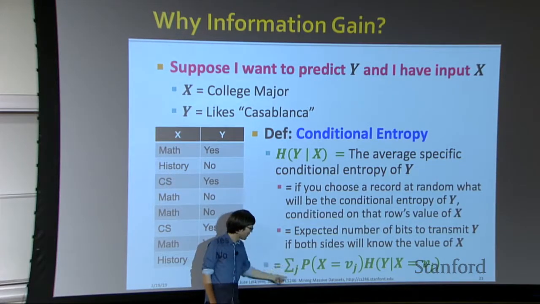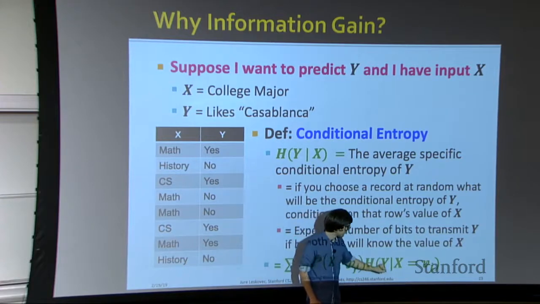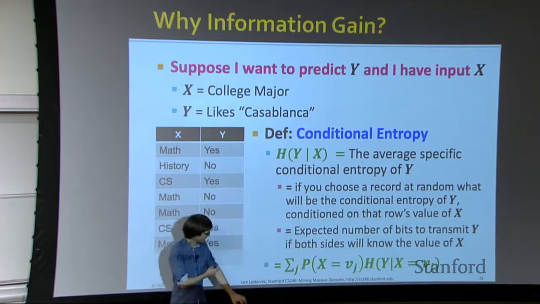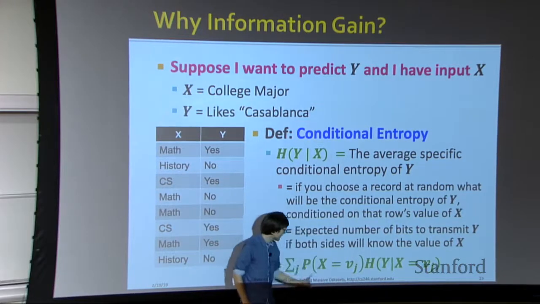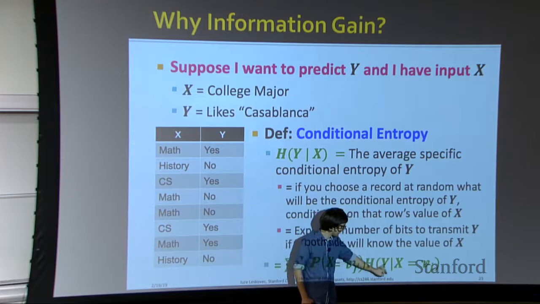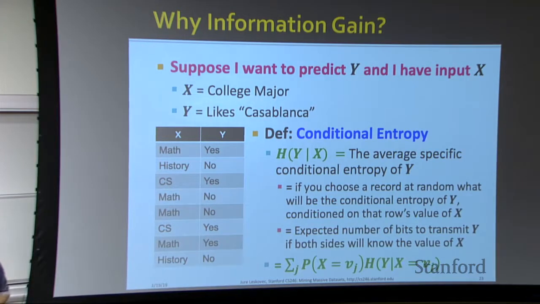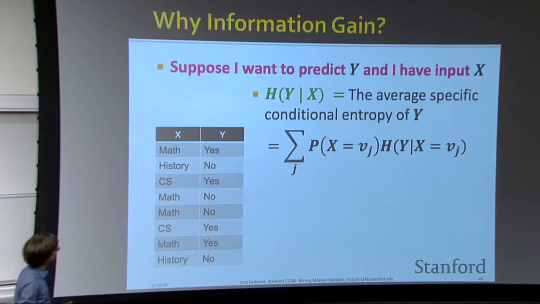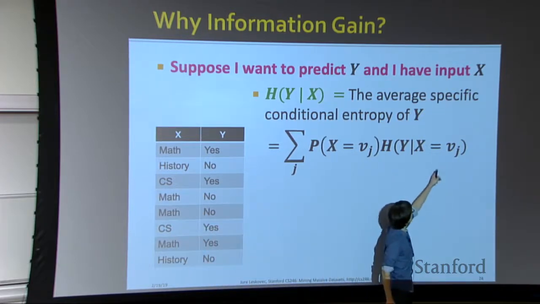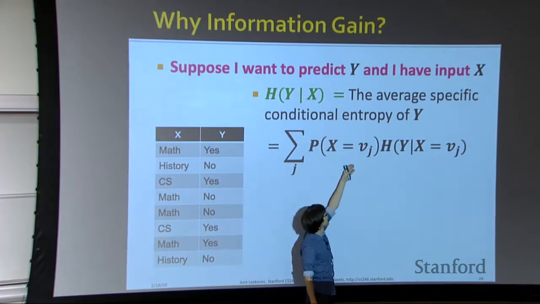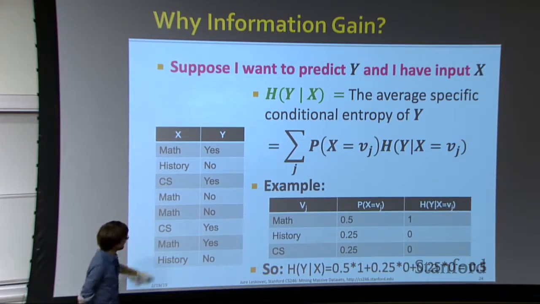You essentially say, I will sum up over the domain of X. Here is the probability that X takes that value times the specific conditional entropy of Y given X. We already know how to compute this. Now all we are doing is we try every possible X, say what fraction of time does X take that value, and then compute the entropy of Y given that value of X. That's the idea. And this is called now conditional entropy. You can think of conditional entropy in some sense as a weighted average of specific conditional entropies where weights come based on the probability that X takes that value V.